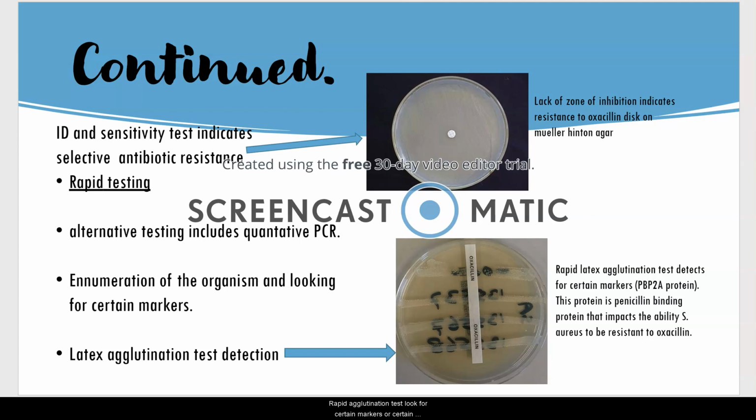Rapid agglutination tests look for certain markers, or certain proteins in this case, that bind to penicillin, which MRSA uses to be resistant to oxacillin. This will give a positive identification that the organism that we are looking for is MRSA.